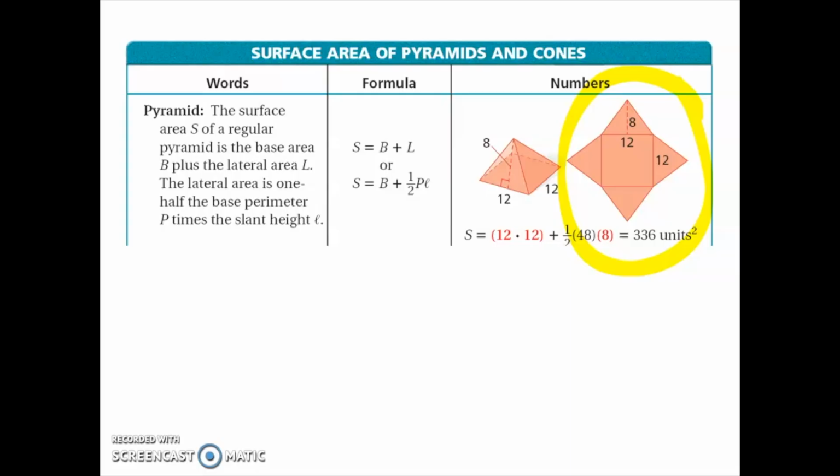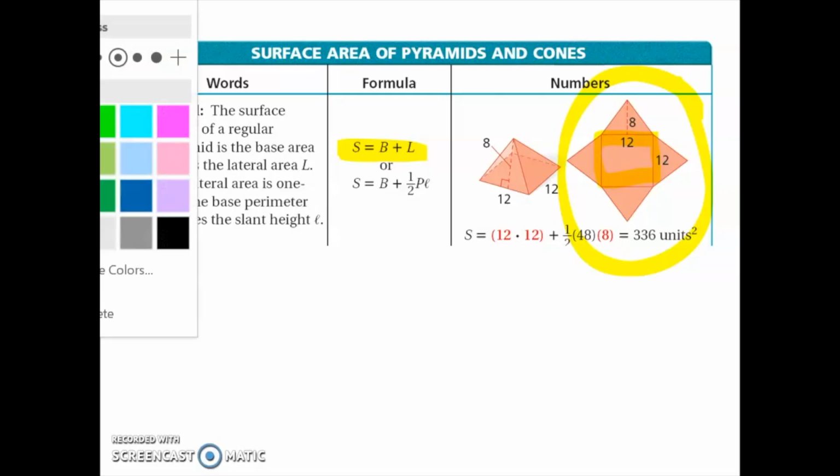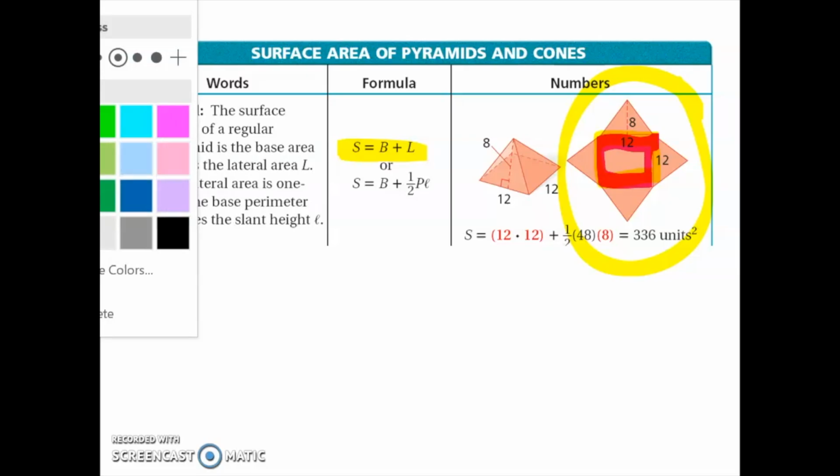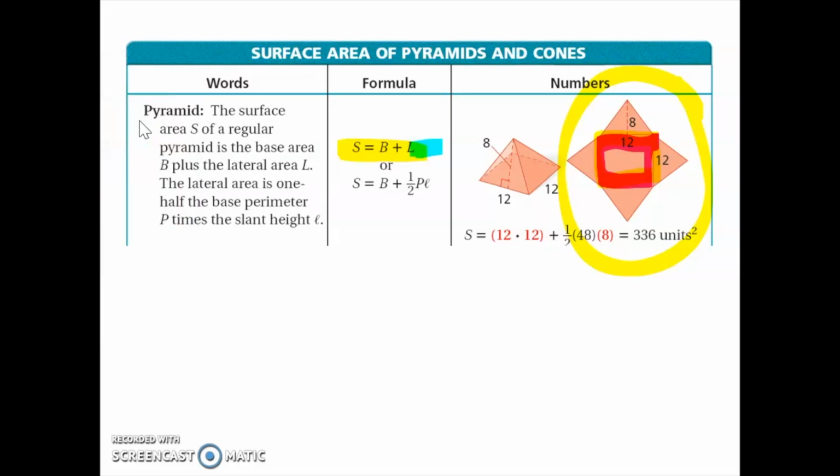We're going to see our formula written two different ways. The first way here, we can see is very similar to our prism. We are going to find the area of that base shape, so the area in this case of the square there. And then we're going to find the lateral area. That's what the capital L stands for, lateral area. The lateral area would be each of these triangles added together.